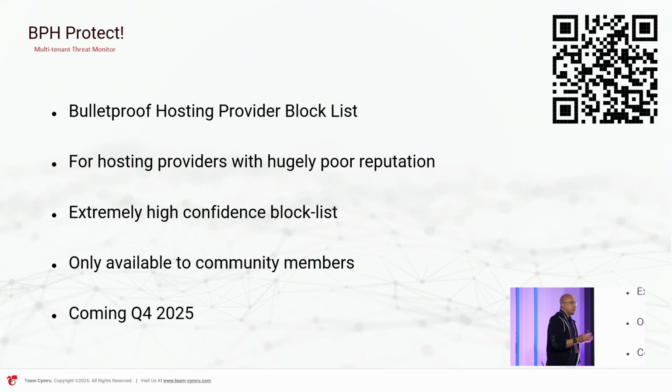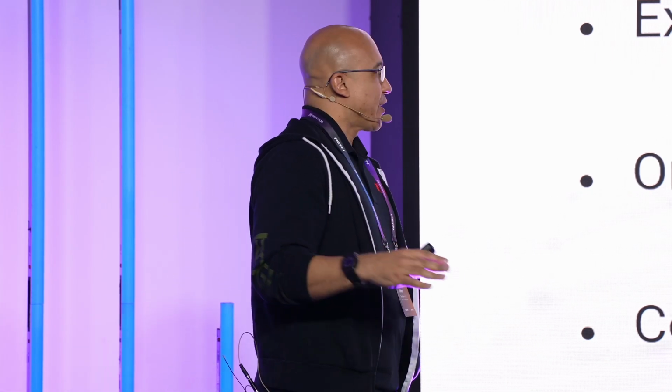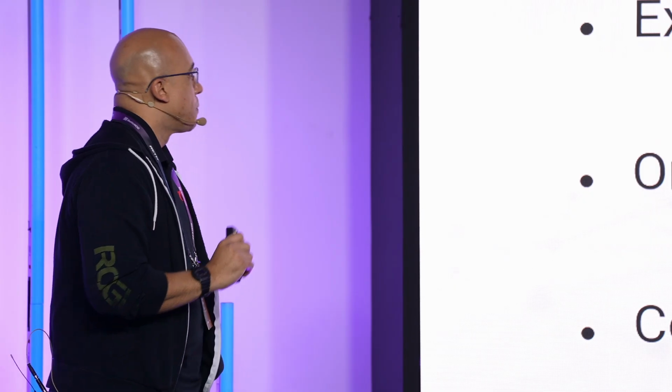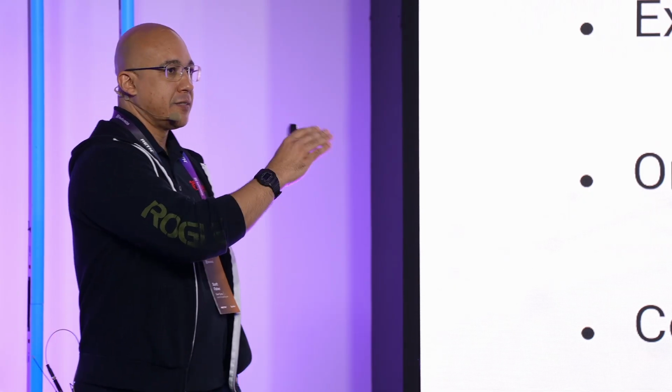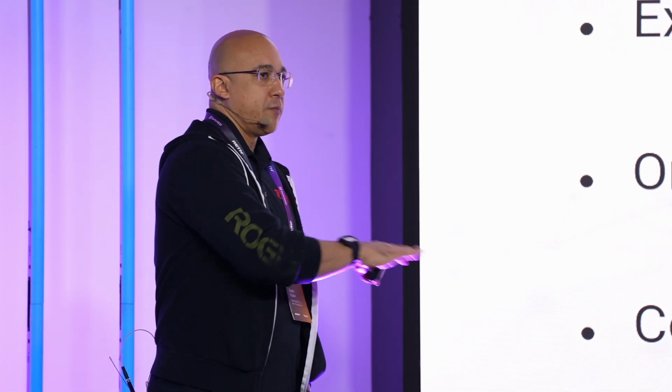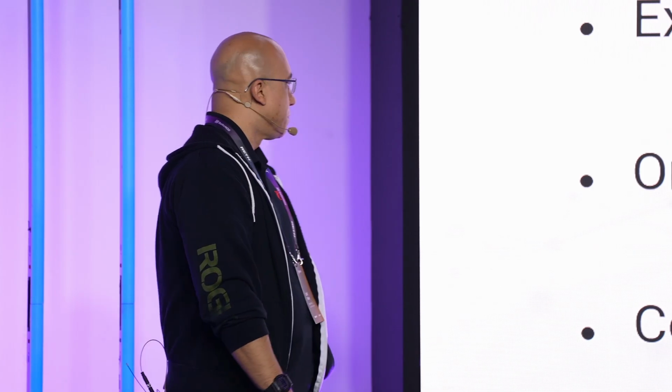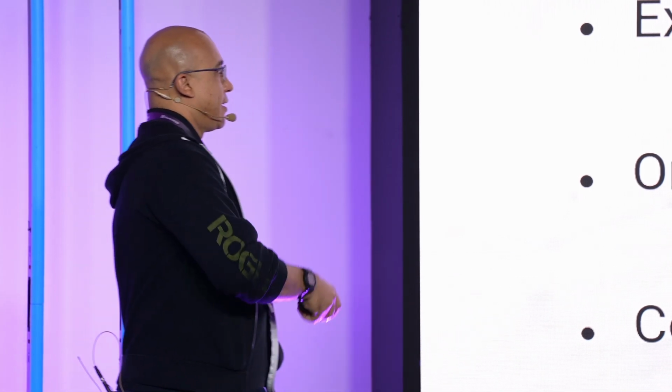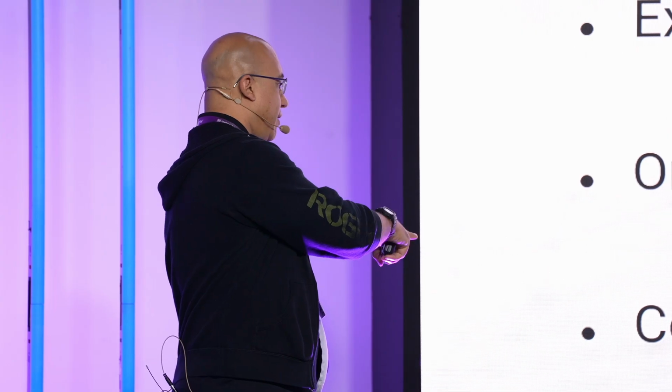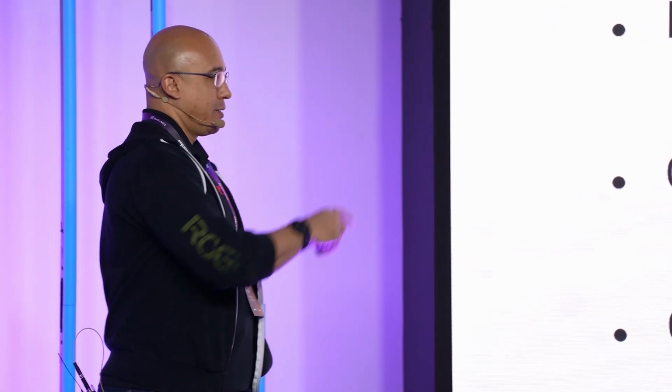So it's trying to go down almost to a block list. I know that can be a touchy term, but essentially, here are the IPs from these providers you may want to mitigate to some level. And I say it's coming this year, so that QR code does not pull up a Team Cymru page.